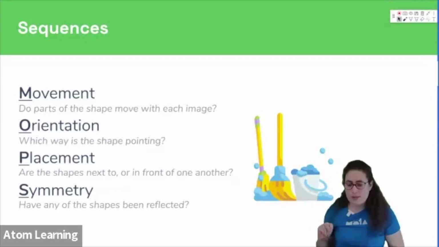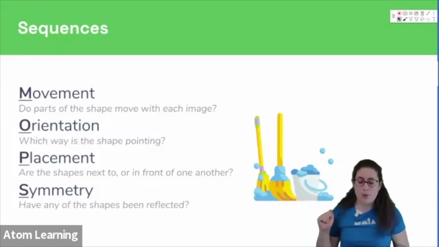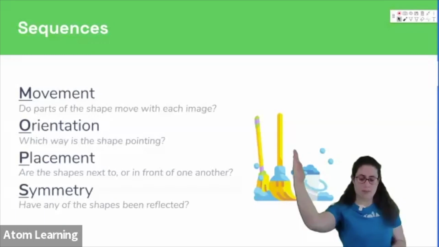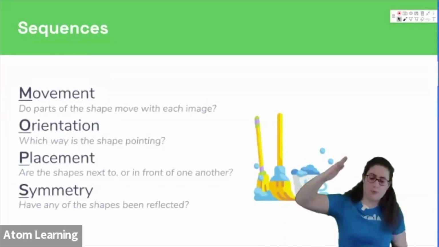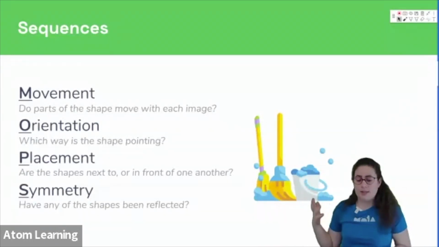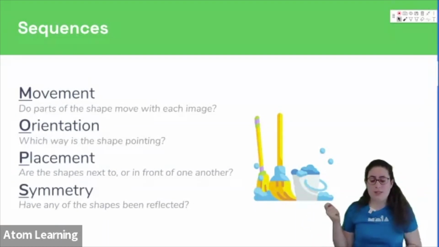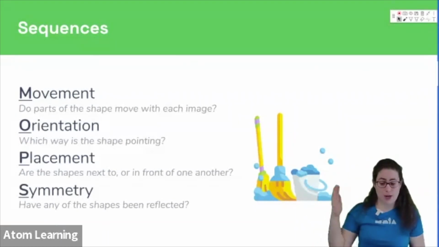O is orientation. Which way is the shape pointing? So if you have an arrow, is it pointing this way? Is it pointing this way? Is it pointing this way? That's a really important thing. Even though the shape stays the same, the orientation can change.